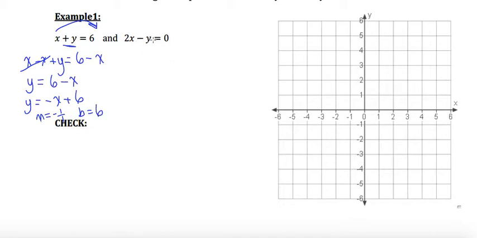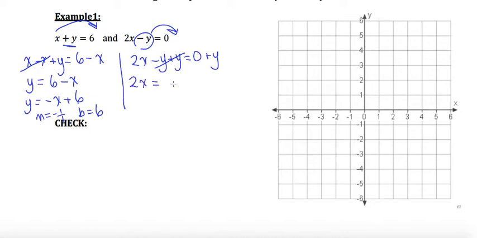All right, let's do it for the second equation. Right now my y is negative, so I'm going to move my y over to make it a positive value. So I have 2x minus y plus y is equal to 0 plus y. So my y's cancel each other out on the left-hand side. So I have 2x is equal to y. If I want to rewrite it so that it's y equals 2x, I can do that.